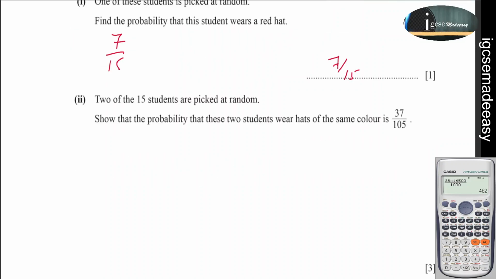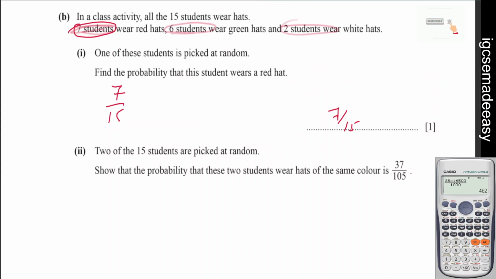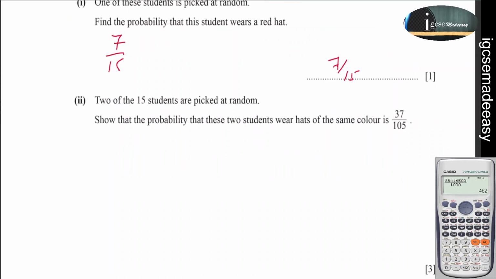Part 2. Two of the 15 students are picked at random. Show that the probability that these two students wear hats of the same color is 37 by 105. So we need to focus that two students are being picked at random, and they both should wear the same color of hat. So what is the probability? If they both are wearing the same color, then they should be red and red, green and green, or white and white, right?